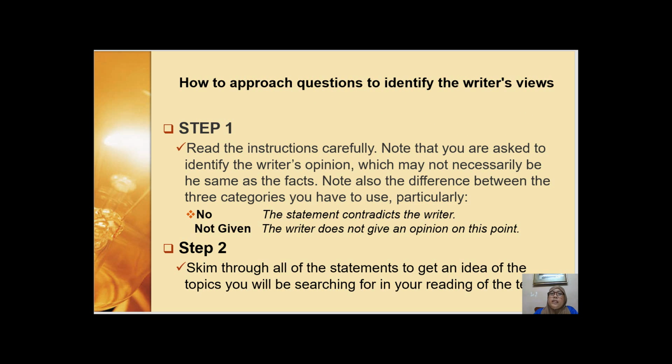How do we approach questions to identify the writer's view? First step, read the instruction carefully. Note that you are asked to identify the writer's opinion, which may not necessarily be the same as the facts. Note also the difference between the 3 categories you have to use: believe, know, where the statement contradicts the writer's, and not given, the writer does not give an opinion on that particular point. Step 2 is to skim all the statements to get an idea of the topics you are searching for in your reading text.